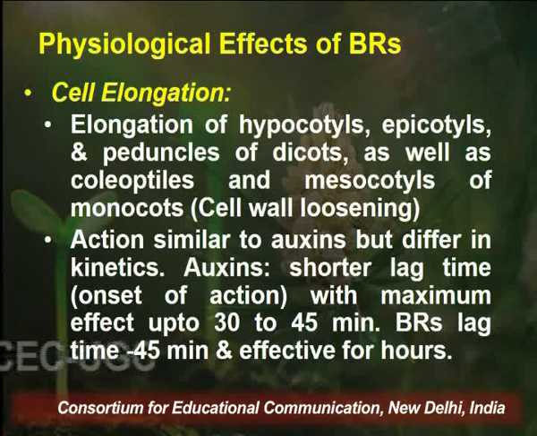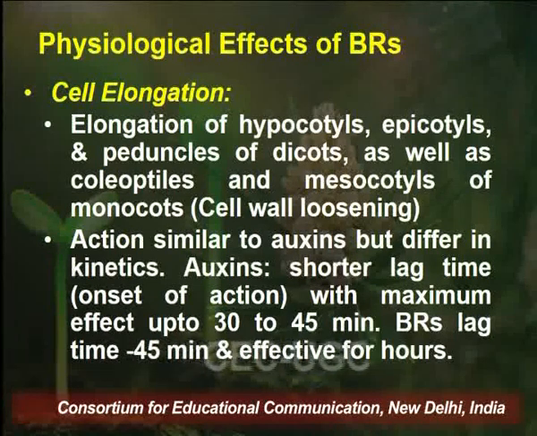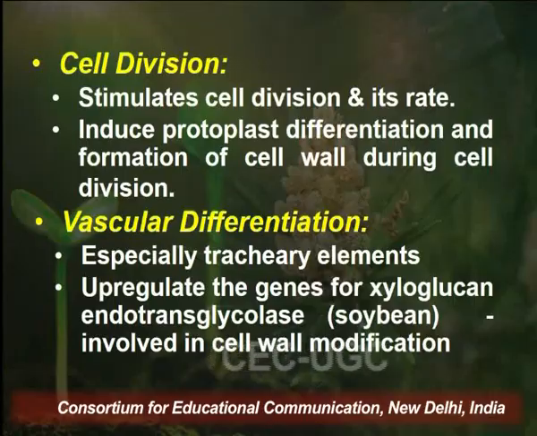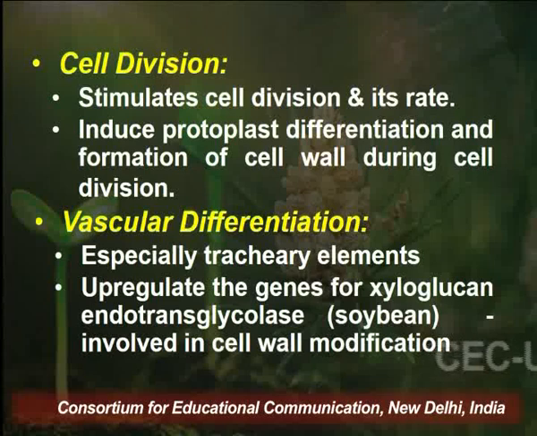Auxin has a very short onset of action, or we can say very short lag time, but the maximum effect lasts up to 30 to 45 minutes. Whereas in case of brassinosteroids, the onset is slow, or you can say the lag time is somewhere around 45 minutes, but the effect remains for a few hours. So short onset of action in case of auxins, and the effect is short lived, whereas in brassinosteroids, onset of action is slow, but the effect remains for a longer duration. Then brassinosteroids also stimulate cell division, and not only do they stimulate cell division, but also the rate of formation of the new cells.